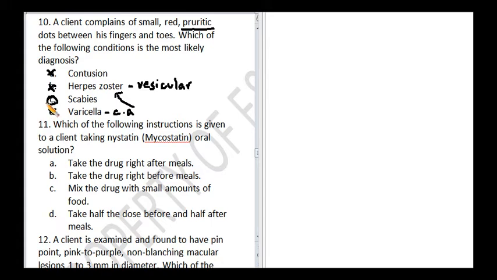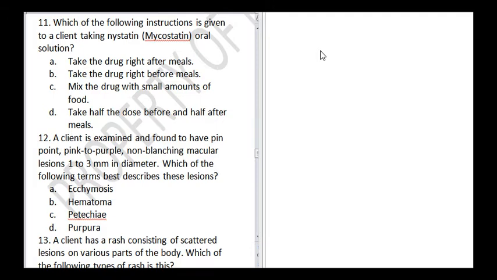Next, number 11. Which of the following instructions should be given to a client taking nystatin oral solution? A. Take the drug after meals. B. Take the drug before meals. C. Mix the drug with a small amount of food. Or D. Take half the dose before and half after meals.